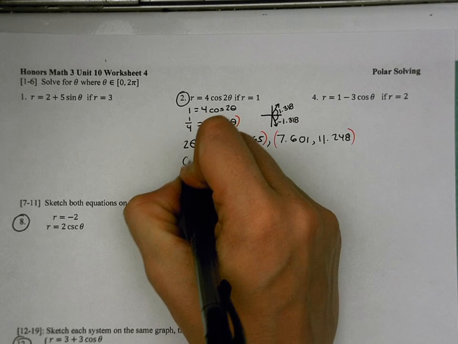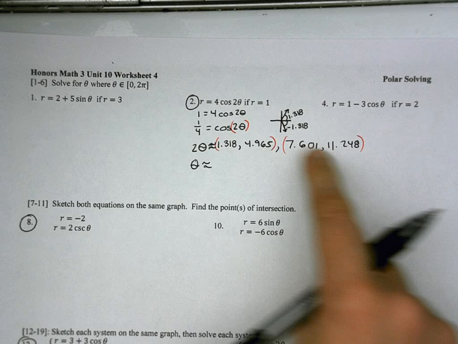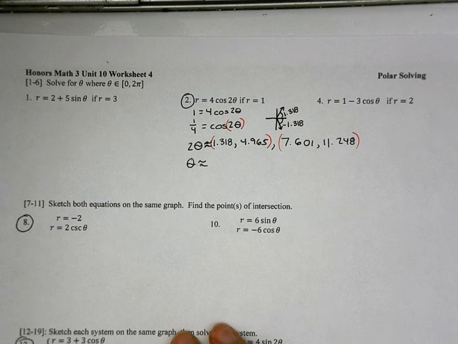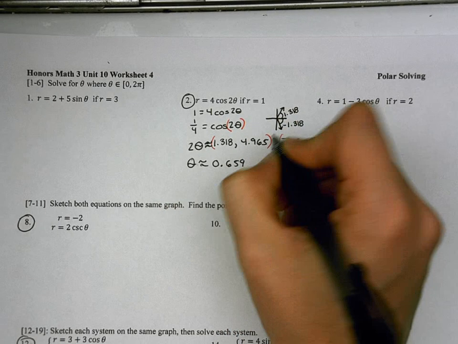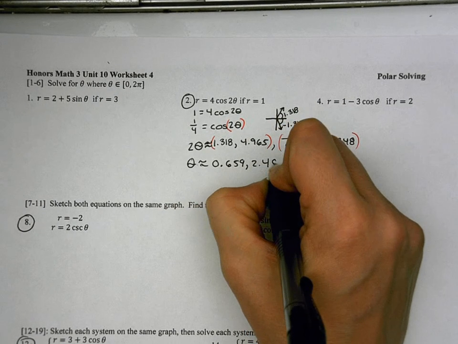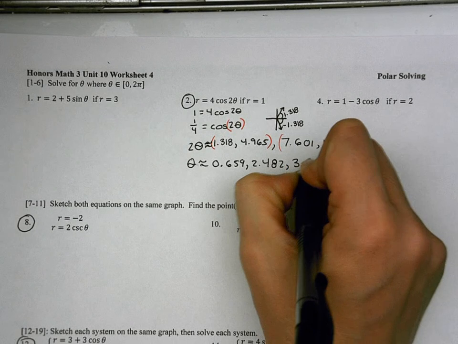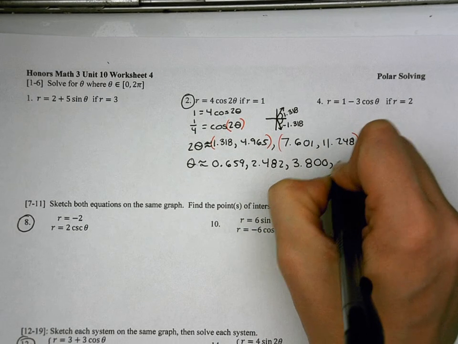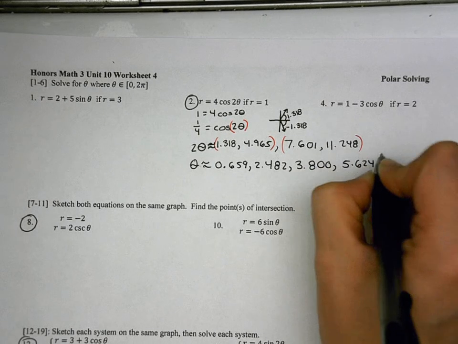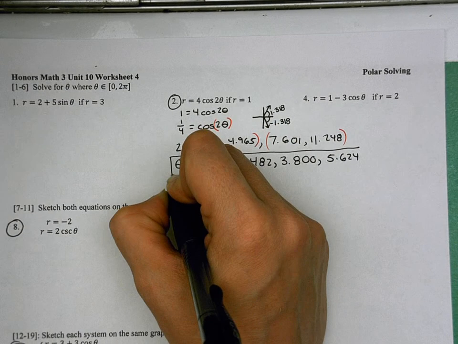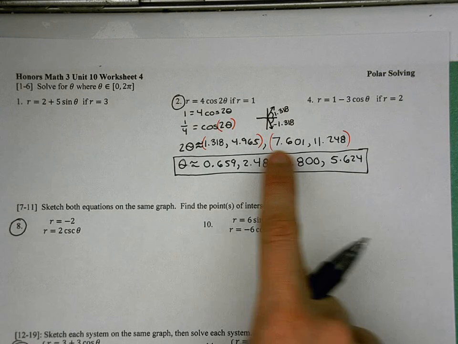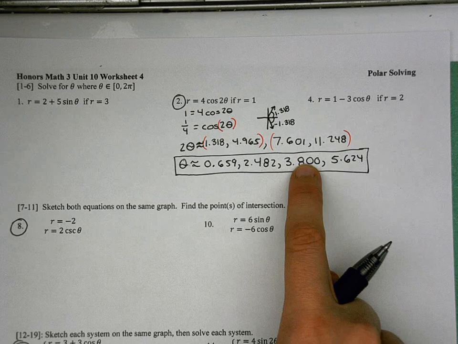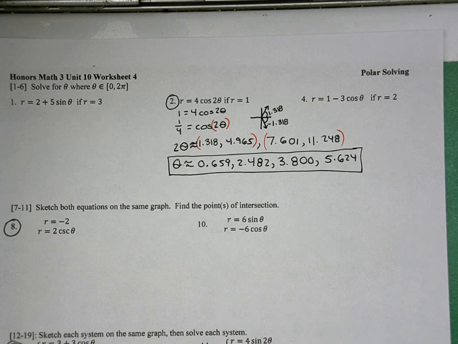If we now take our theta and divide each of these by 2, dividing the 2 across, we get approximately 0.659, approximately 2.482, approximately 3.800, and approximately 5.624. And then I truncated all of these answers. A couple of them, if I remember correctly, do round to one value. Like I remember this 3.800, or at least I'm pretty sure it was this one, rounded to 3.801. If you chose to round instead of truncate, that's fine. Again, I chose to truncate all of them.